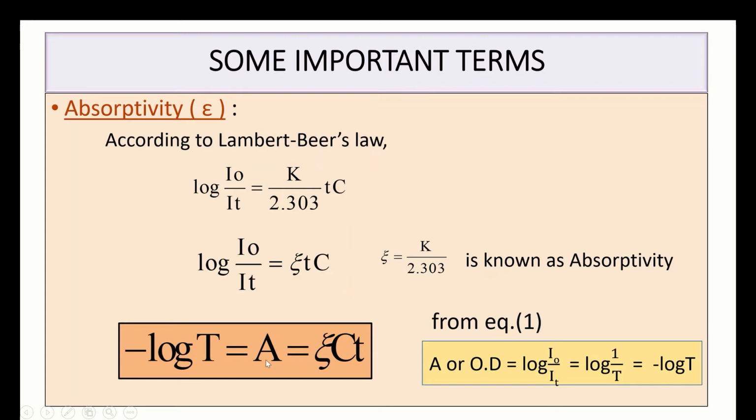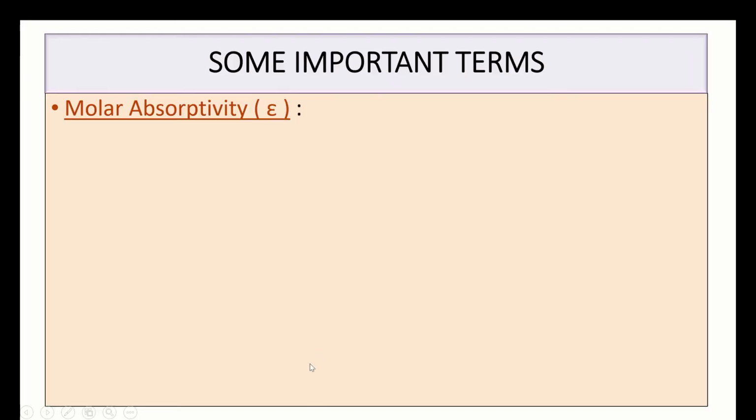So sometimes we define Lambert's law, the combined Lambert-Beer's law, as absorbance is directly proportional to the concentration of the solution. So A is equal to epsilon into C into T, or we know, we have derived just now, it is equal to minus log T. So we can write this as A is equal to minus log T, or it is equal to epsilon into C into T.